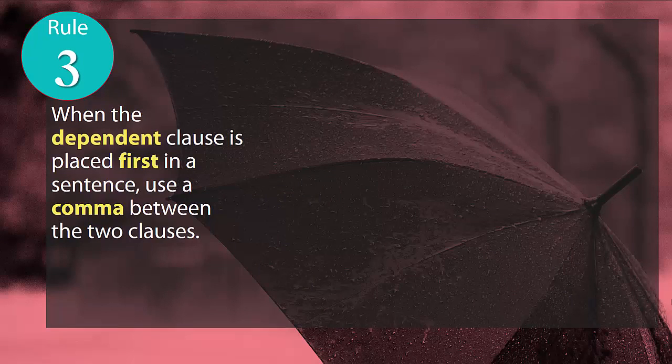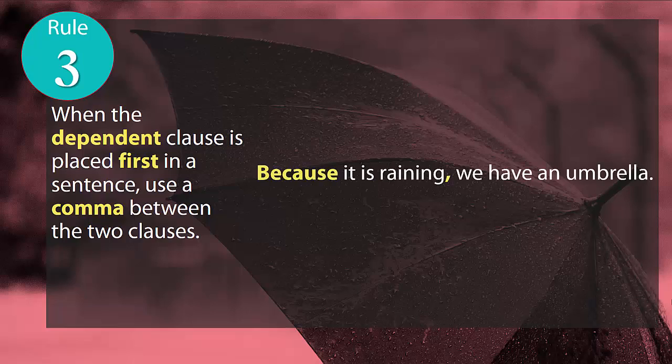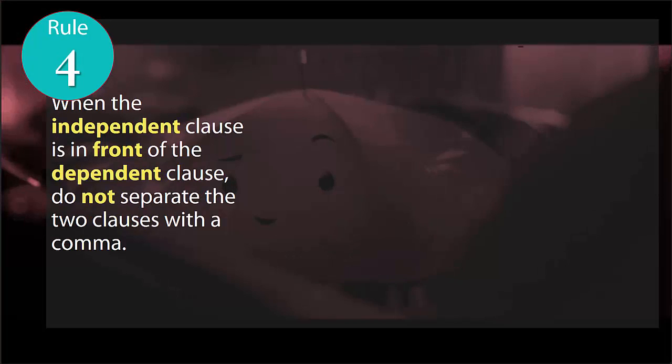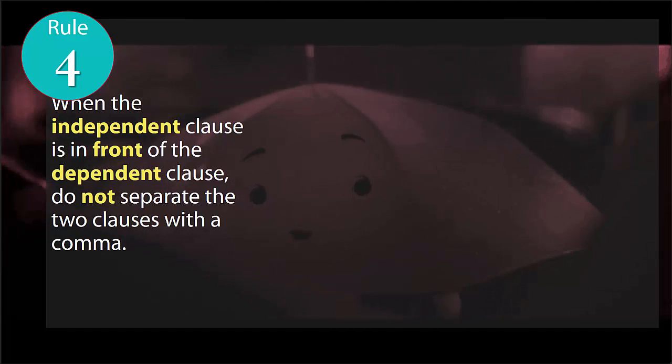Rule number 3, when the dependent clause is placed first in a sentence, we use a comma in between the 2 clauses. So because it is raining, remember the entire phrase, because it is raining, is dependent. It's like a slave. So you need a comma in between because it doesn't really have enough strength to leave the sentence by itself.